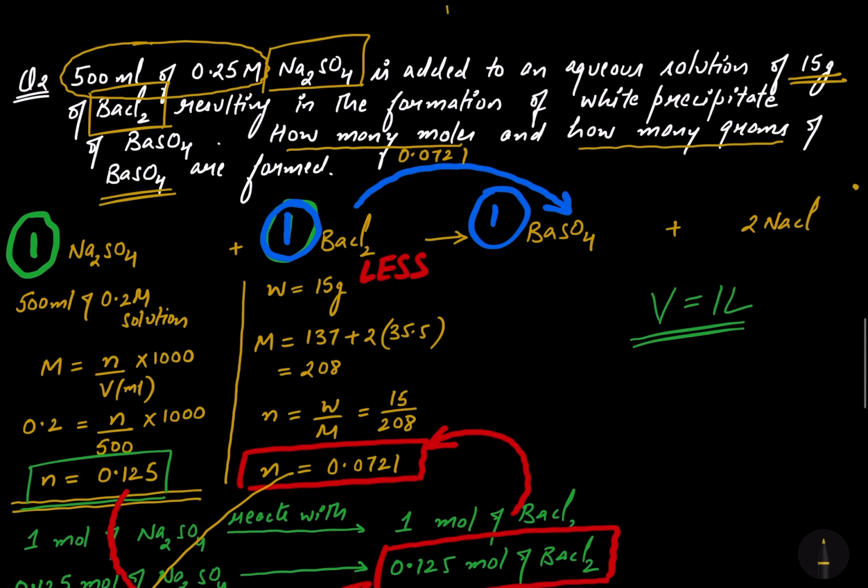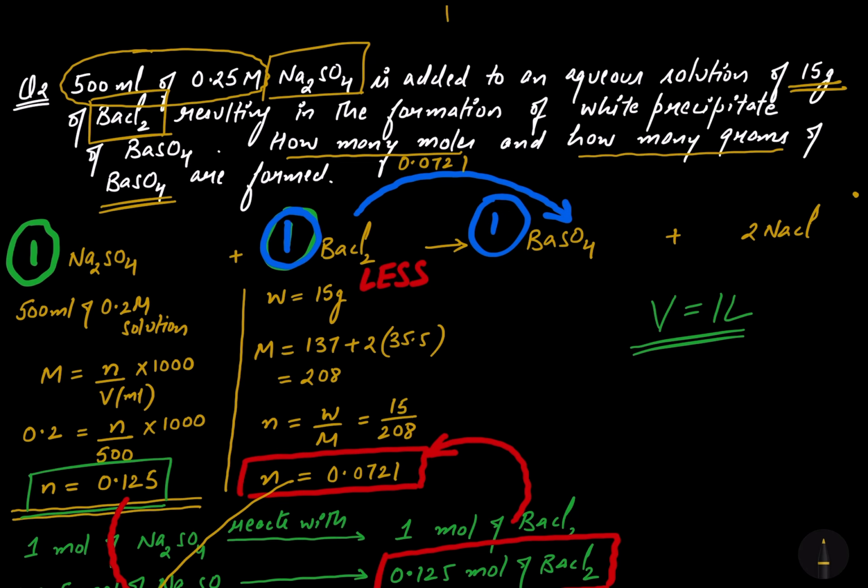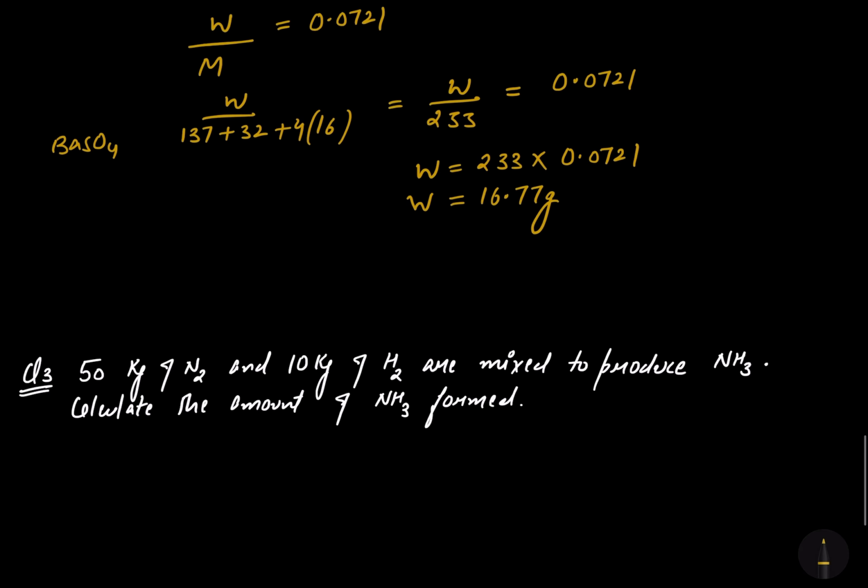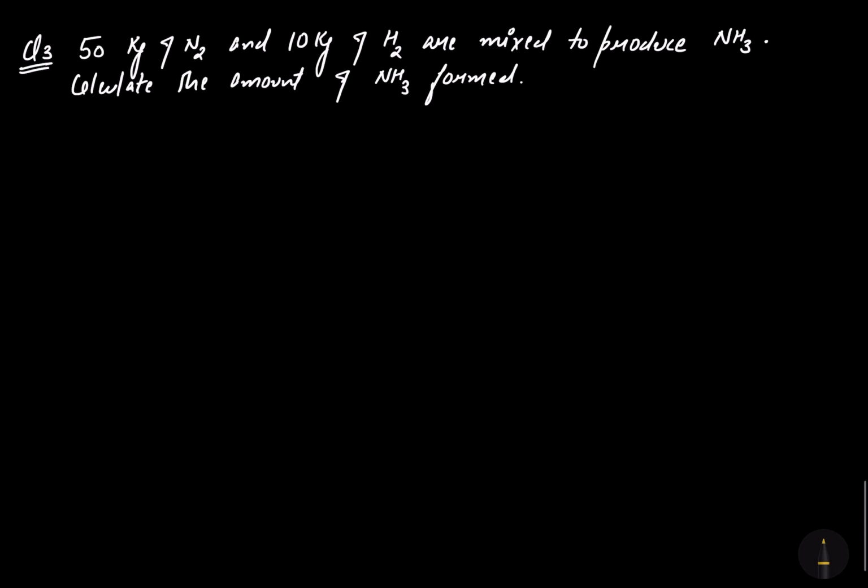Hopefully my dear students, you got it. So let's move to the third numerical. Now what is the third numerical saying? 50 kilograms of N2 reacts with 10 kilograms of H2, and these both quantities are mixed to produce NH3. Calculate the amount of NH3 formed.